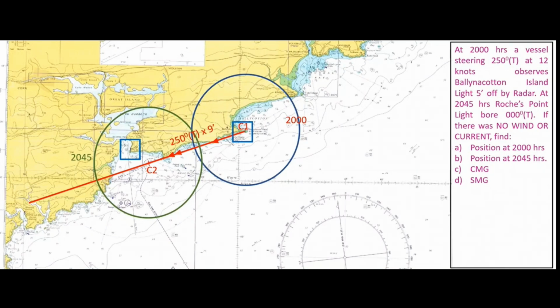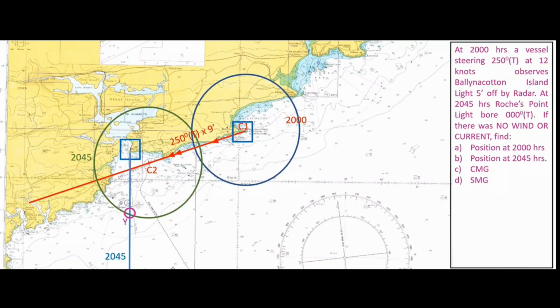At 2045, the question also gives us a position line where Roche's Point light is bearing 000 degrees true. So we plot the 2045 PL. We have a 2045 PL and a 2045 position circle, where the two intersect, that is point Y, becomes the position at 2045.